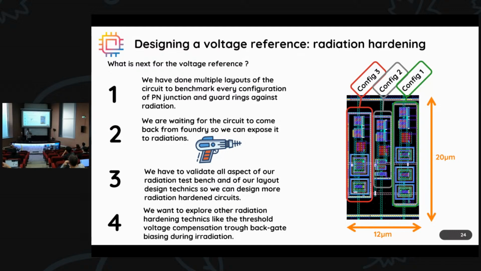And finally, we want to explore other radiation hardening techniques, like threshold voltage compensation through the backgate, especially for the dose effect. So we could decrease the backgate voltage to re-augment the threshold voltage to counteract the dose effect.